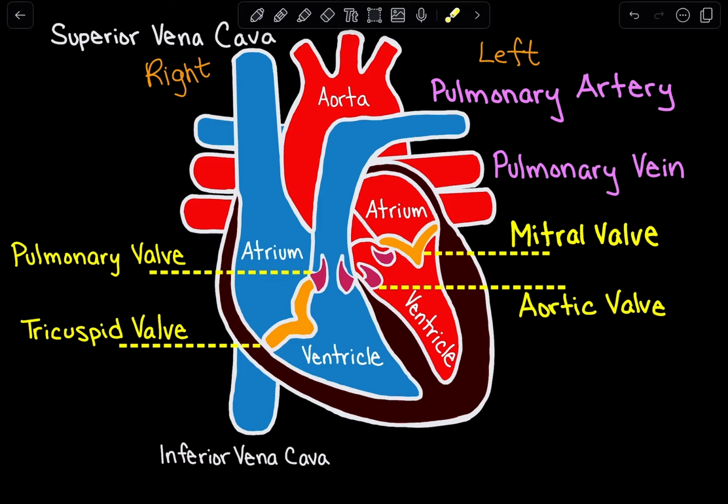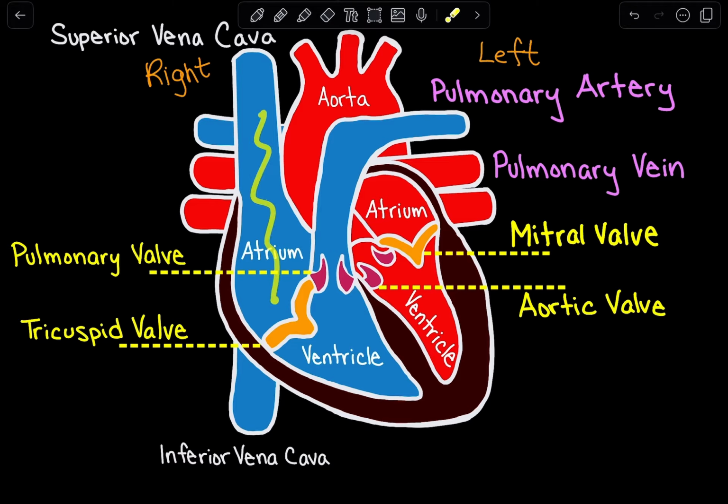Now, one quick thing that I want to mention is that I've denoted deoxygenated blood in blue, and I've denoted oxygenated blood in a bright red. We need to understand that blood itself in the human body is not actually blue. It's just a different shade of red. Deoxygenated blood is going to be darker red. But we show it in blue in textbooks and in diagrams just for simplicity.